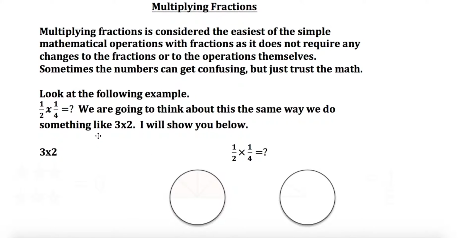But first I'm going to think back to 3 times 2. If we look at 3 times 2, we've got 2 groups of 3, or you could have changed this to 3 groups of 2, which is going to be 6.